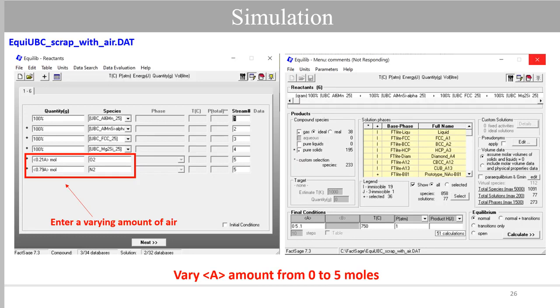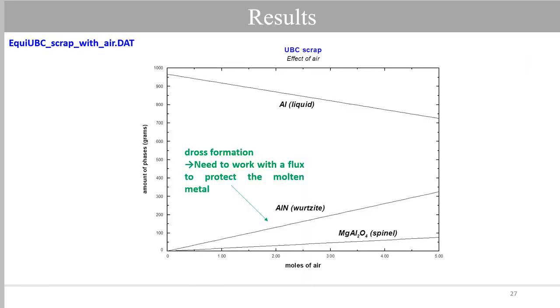So here again, we can hit calculation, and we'll see the effect of increasing amount of air introduced in the furnace. So we see that quickly we lose aluminium from the liquid phase to the formation of aluminium nitride, which is in the form of wurtzite, and the spinel phase, which is magnesium aluminium oxide. So here we can see that dross is formed. This corresponds to dross formation. And this is why we need to work with a flux to protect the molten metal from air that is entering the furnace. This is not taking into account the effect of the presence of combustion gases, while that would be something interesting to assess.